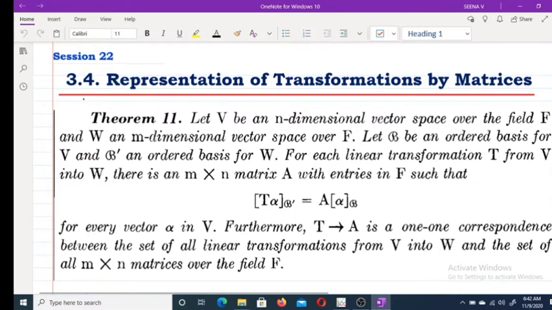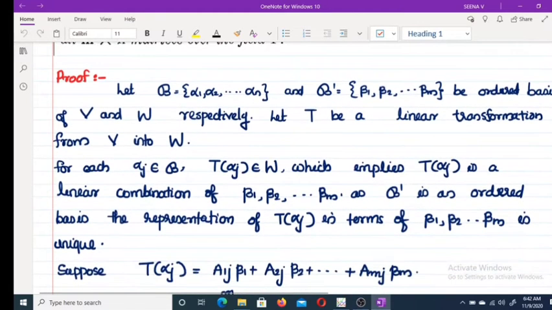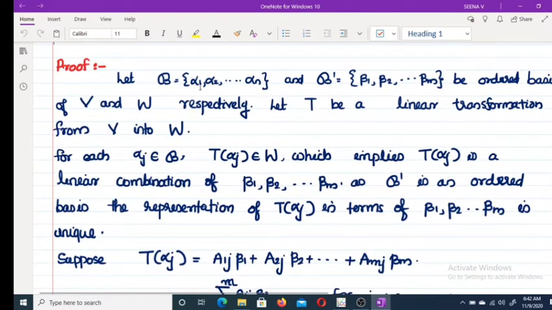So moving to the proof. Proof is very easy. Let B equal to this be our ordered basis for V, and B dash an ordered basis for W, respectively. T is a linear transformation from V into W. Now, what about T of alpha j? For alpha j belonging to B, T alpha j belongs to W.